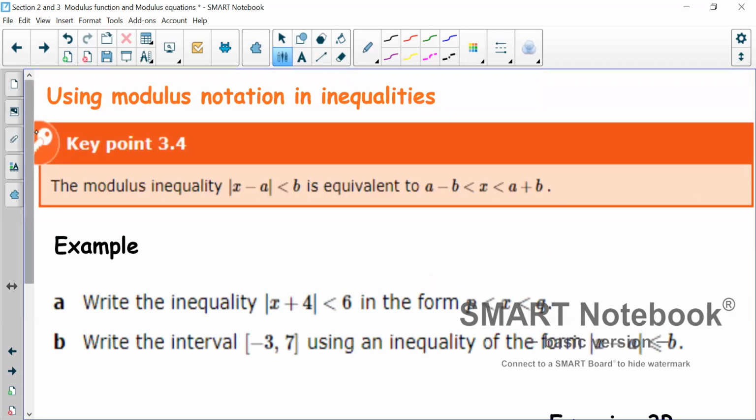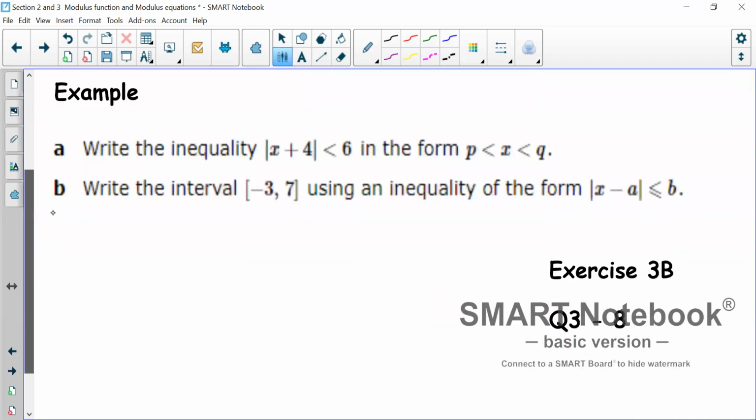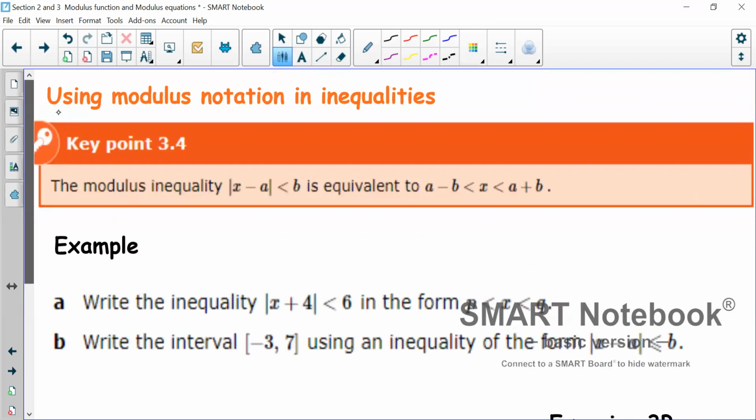All right. Now, next, after you've done a little bit of practice, we can move on and look at something else. Okay. So this is about modulus notation in inequalities. So the modulus inequality |x minus a| less than b is equivalent to x is greater than a minus b, but also x has to be less than a plus b. So here we have done it as a combined kind of inequality, but of course you can split it.